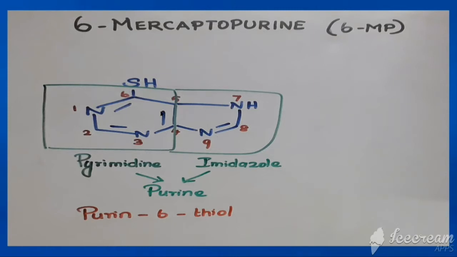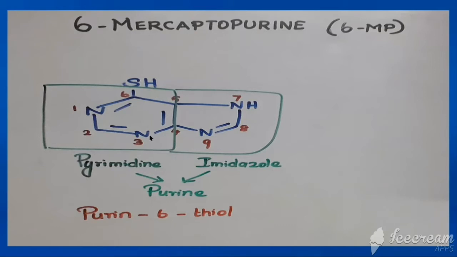In the structure of purine, the sixth position has SH, and that is called 6-mercaptopurine. From the name itself we can divide it into two: mercapto and purine. So in the structure of purine, the sixth position has the mercapto group. What is meant by mercaptans? Thiols can be called mercaptans, so SH can be called mercaptans. So what is the structure of 6-mercaptopurine? It has the purine nucleus, and the sixth position has the mercapto group, that is the SH group.